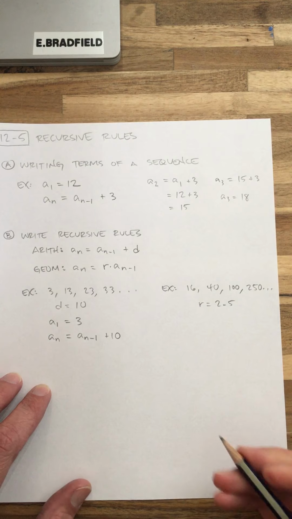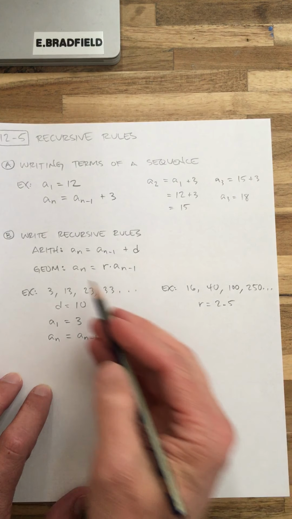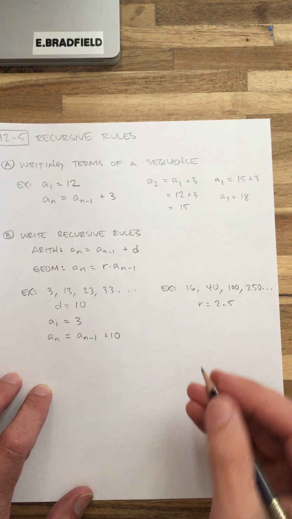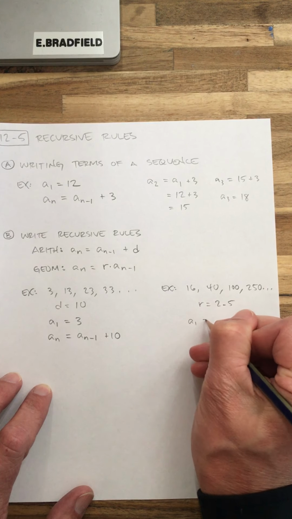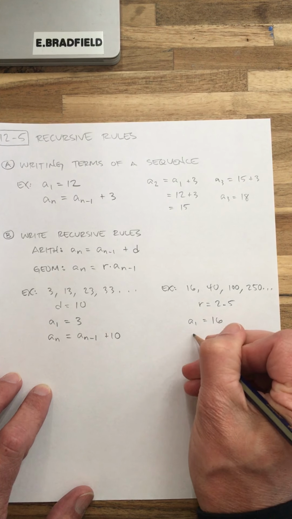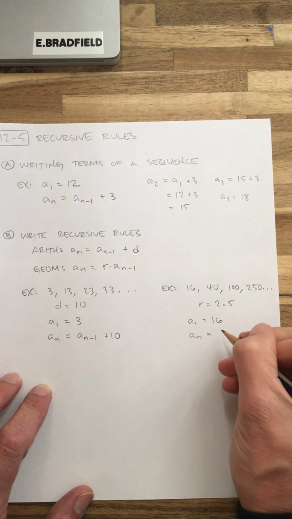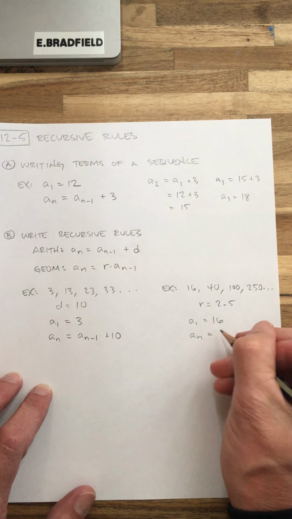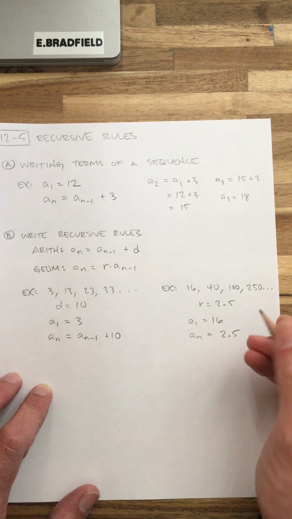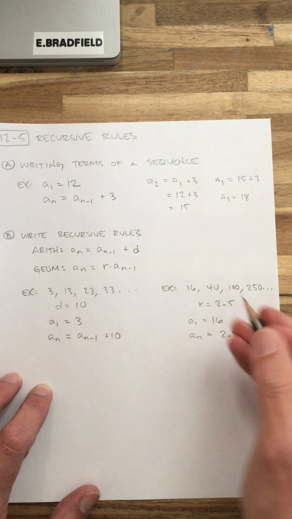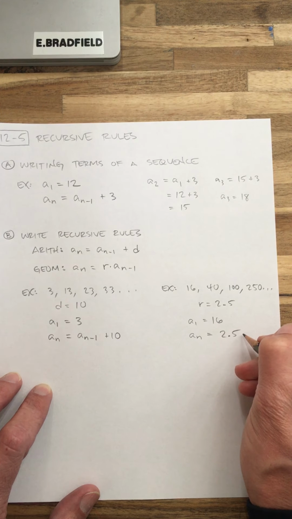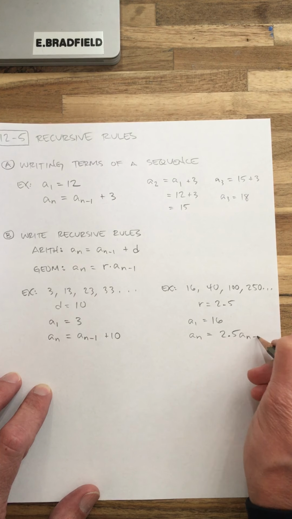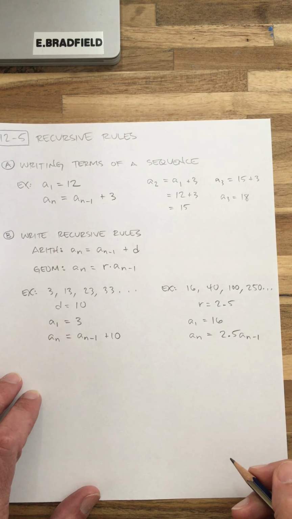Now it's pretty simple. Now you know it's geometric, so just follow this rule. First thing you need to do, though, is state what a sub 1 is, and that's 16. And then you could say that a sub n is going to equal the ratio, which we said is 2.5, times a sub n minus 1, which is really times the term before it. So 2.5 times a sub n minus 1, and that's that.